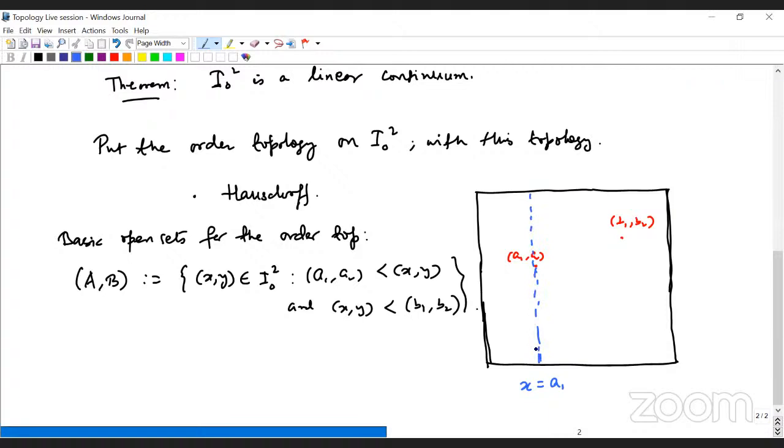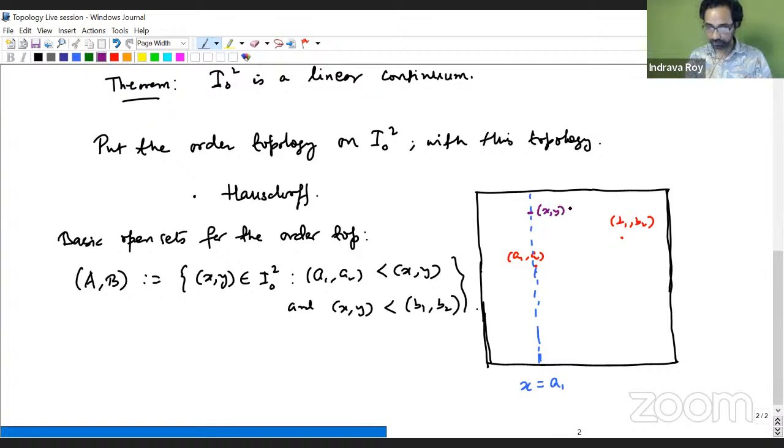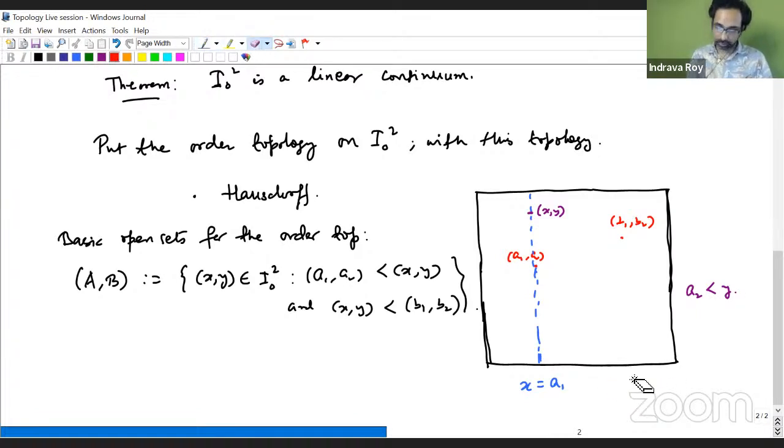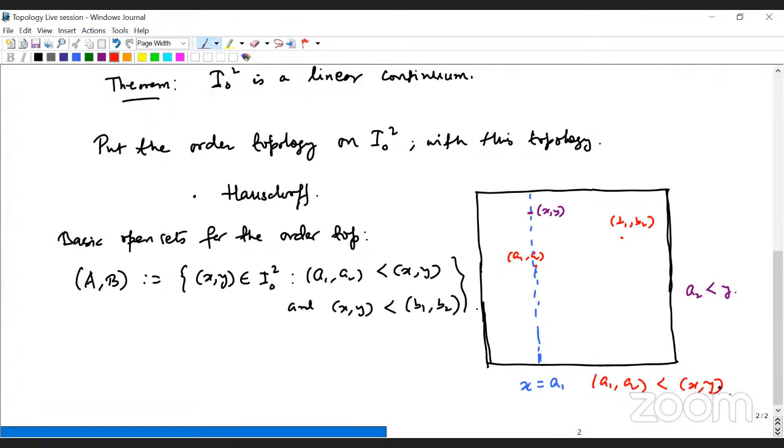So if you have another point, let's call it x comma y, here, and then you see that A1 equal to x. So then we have to compare the y coordinates, and in this case, A2 is less than y. This means that A1 comma A2 is less than x comma y in this case.